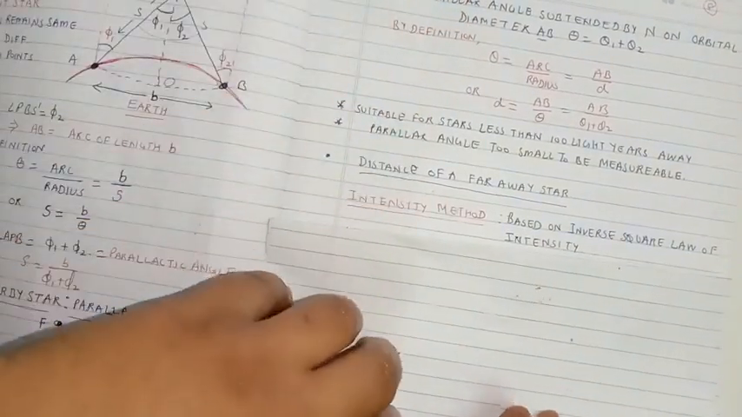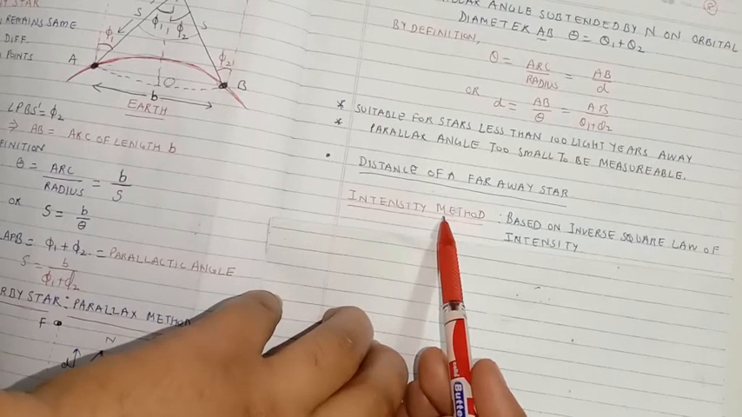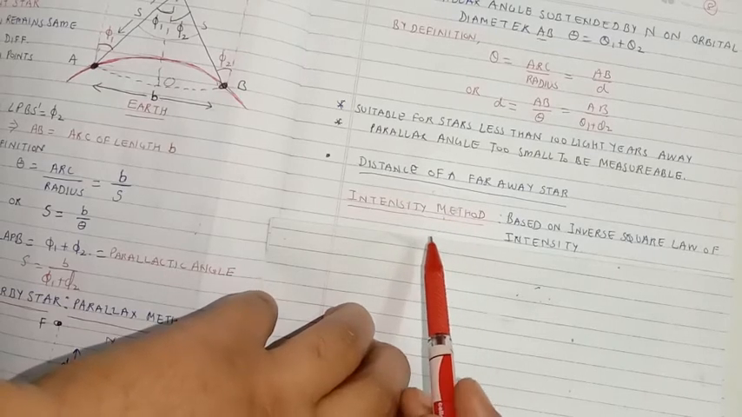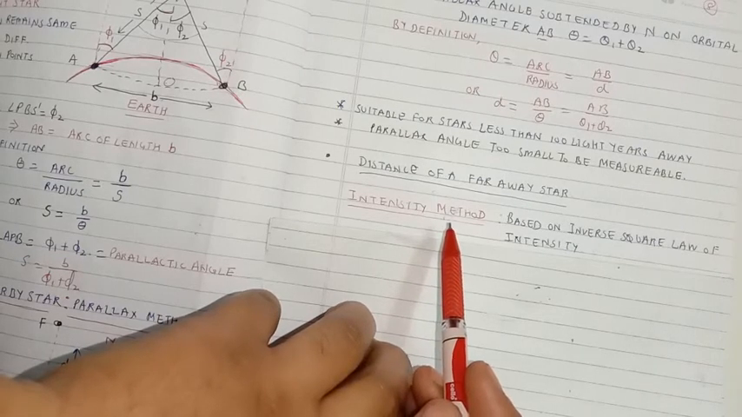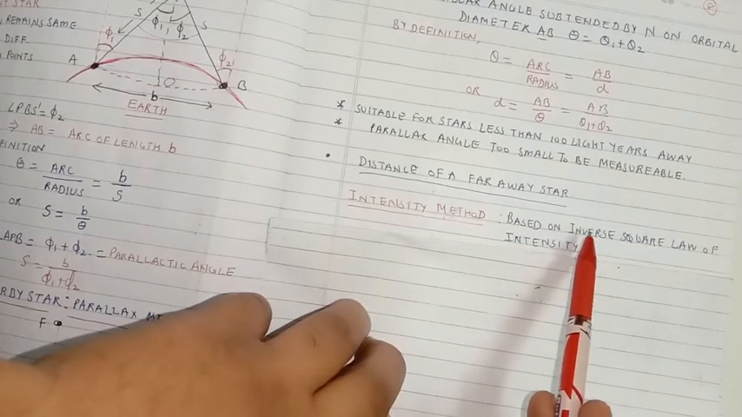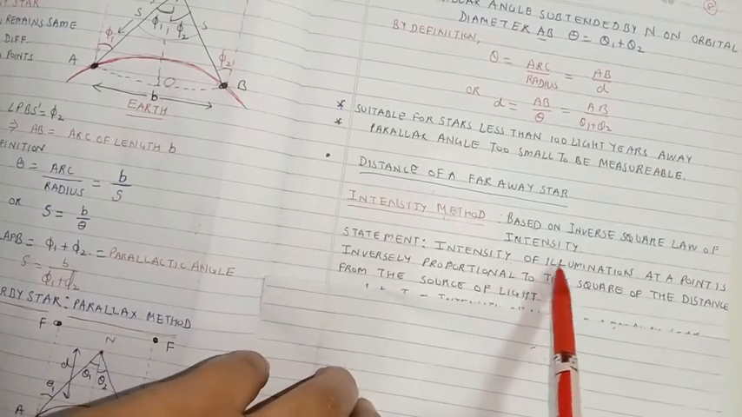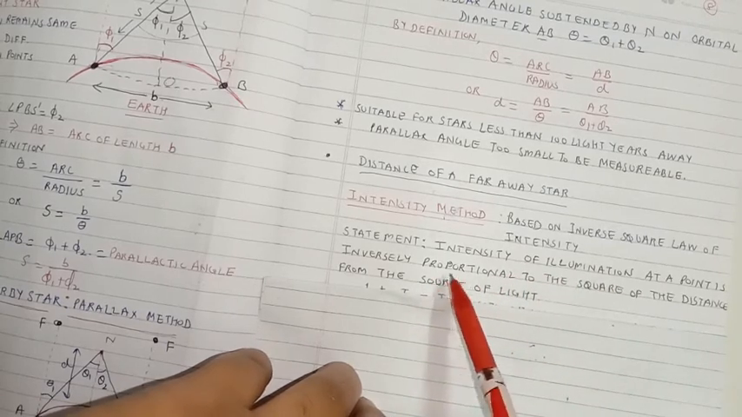This method is based upon finding the intensity of the light received from the distant star. From our day-to-day life experience, we observe that as the distance of a source of light from our eyes increases, the intensity or the brightness of the light from the source, from the light bulb, goes on decreasing. We call this observation the inverse square law of intensity, which states that the intensity of illumination at any point is inversely proportional to the square of the distance from the source of light.